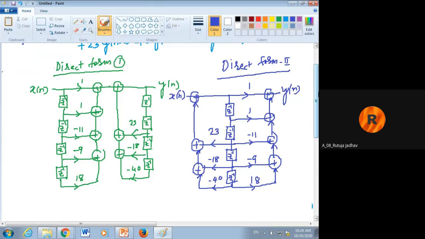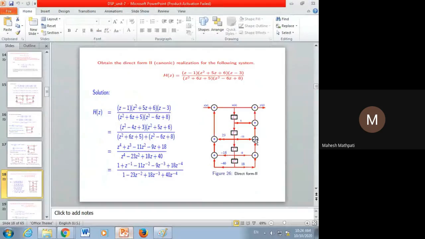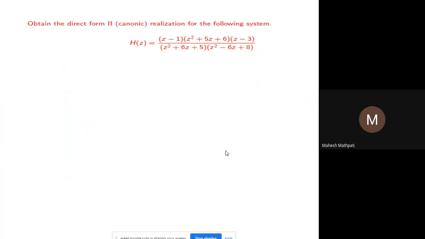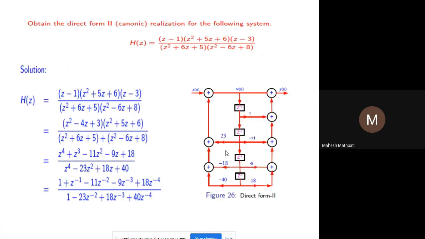No. Okay. Can I move to the next example? So this is the final diagram he has drawn, direct form 2. This diagram has come from him. He has taken direct form 2 directly. So this is the diagram. Okay? Then we'll go to the next example.